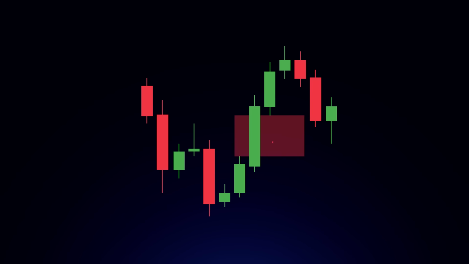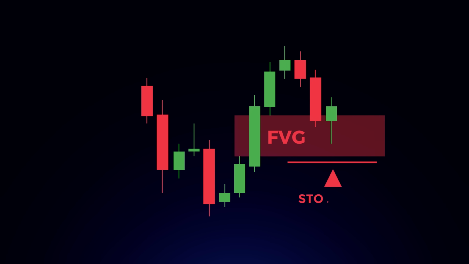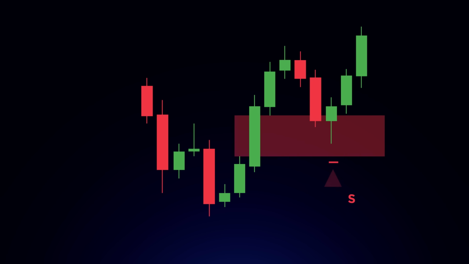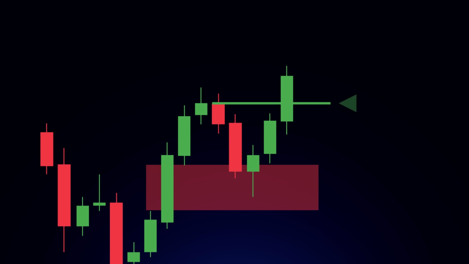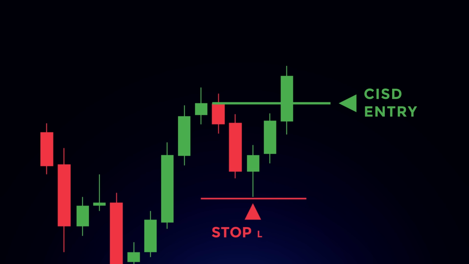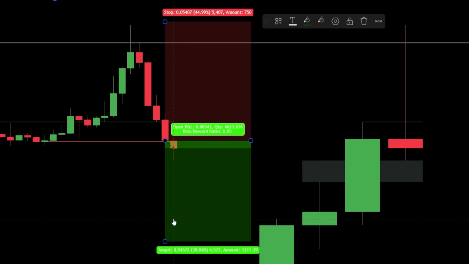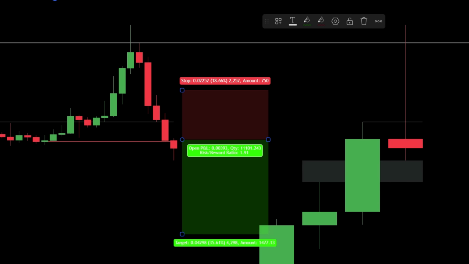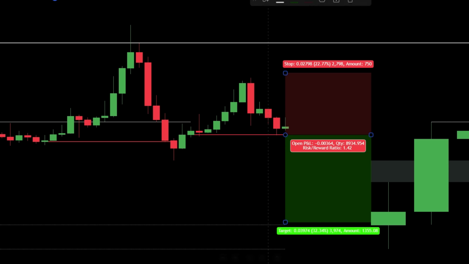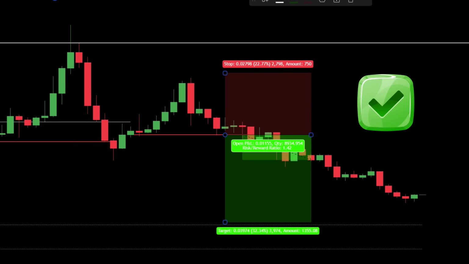If your entry is off a fair value gap, your stop goes beyond the gap. If you're trading based on the CISD, your stop can go just below the swing that created that shift. Too wide and you kill your risk to reward, too tight and you get wicked out. Structure-based stops give you clarity and edge.